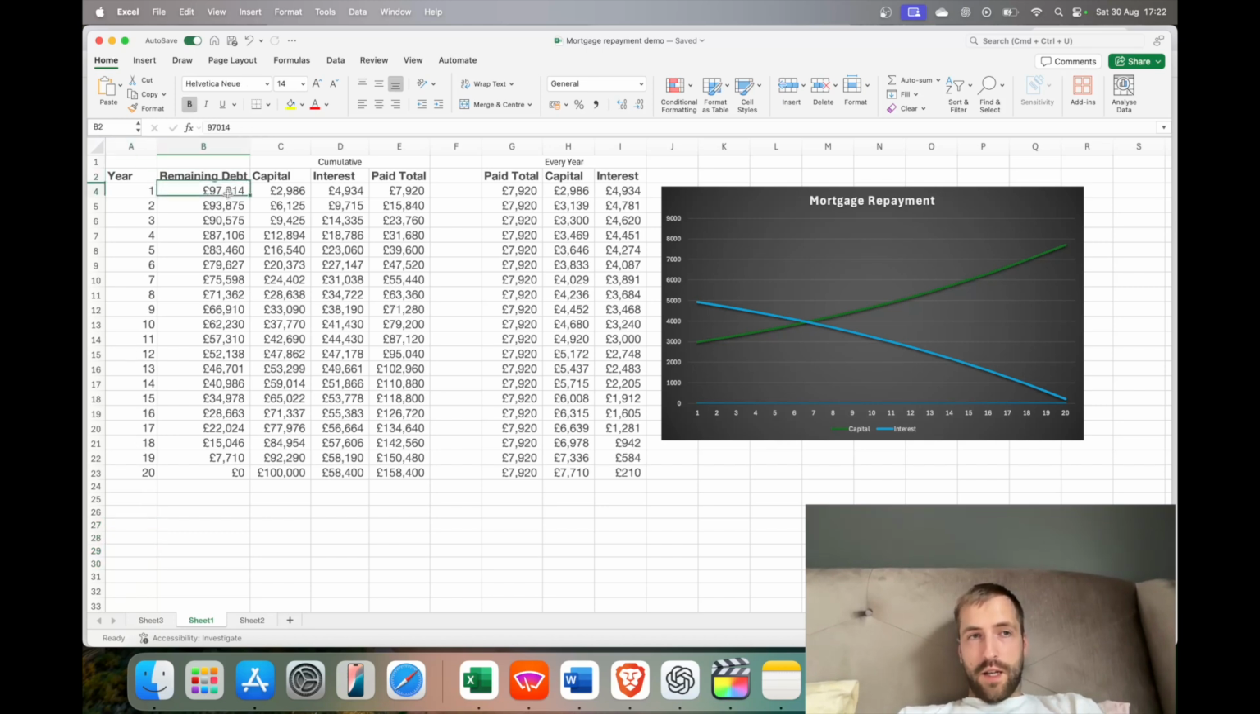Then we've got remaining debt. As you can see, after year 1, that's the capital debt. After year 1, it goes down to 97, and it keeps going down to 0 after year 20. So as you can see, it decreases gradually.